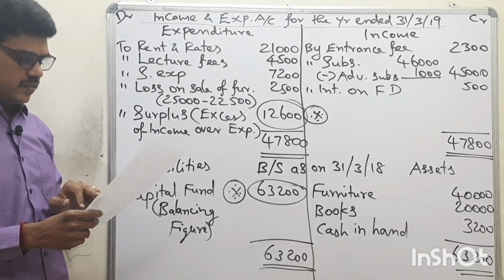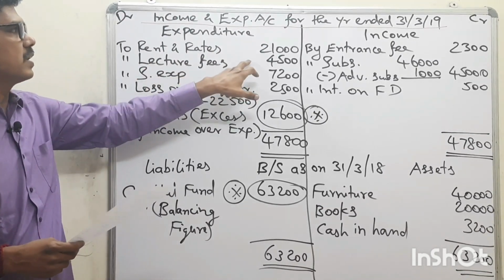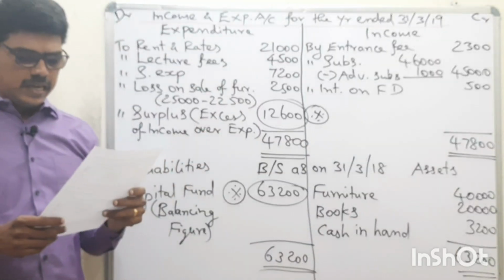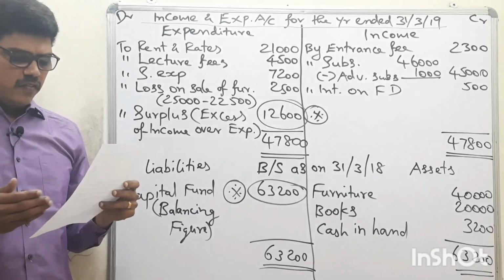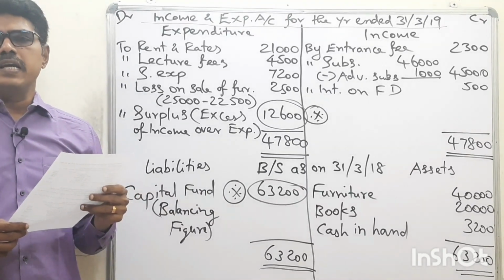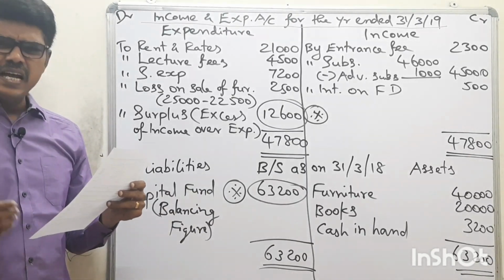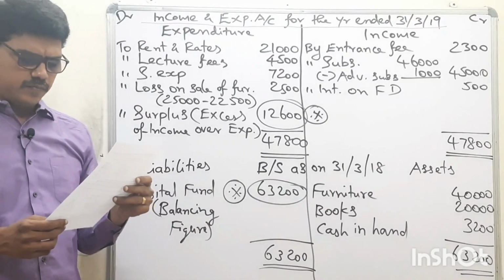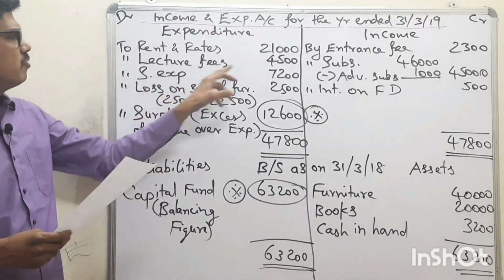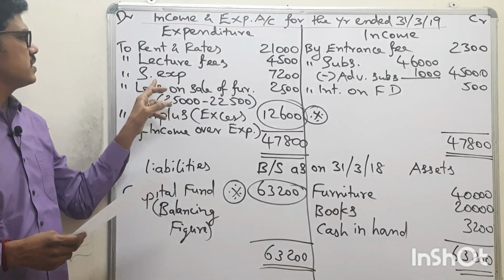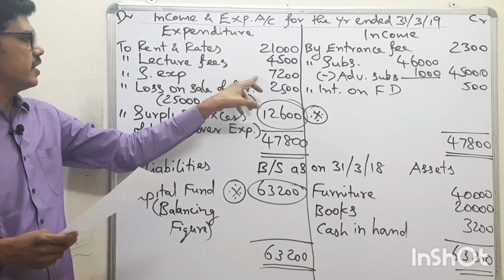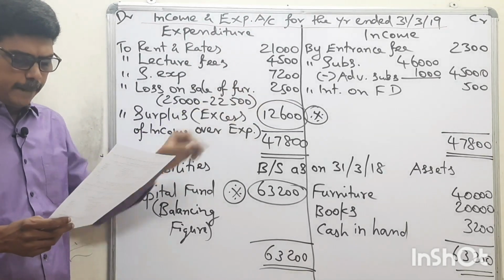Then lecture fees, 4,500. Since this is a literary club, literary means for study or writing. This kind of activity will be taking place there, knowledge oriented, mostly writings. Lecture fee 4,500. Then sundry expenses, this also is an expenditure. It should be shown on the expenditure side, 7,200.